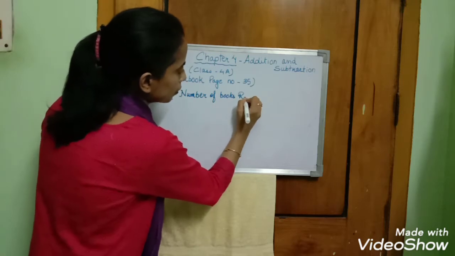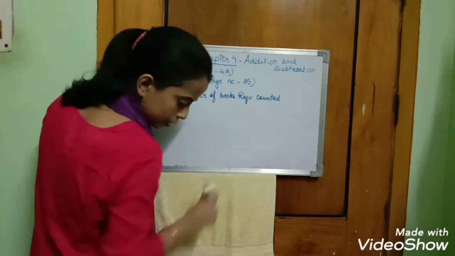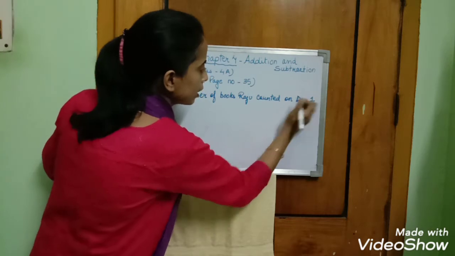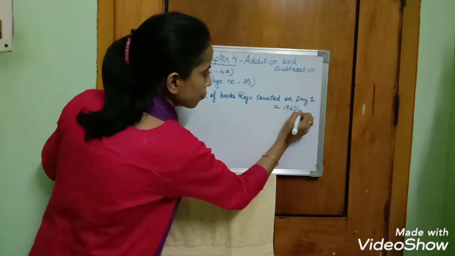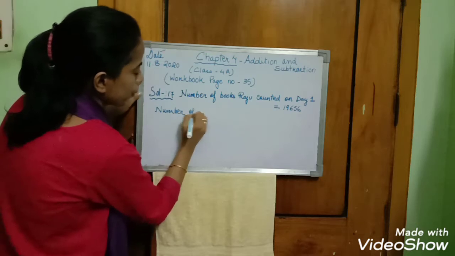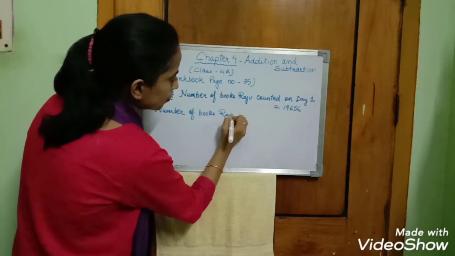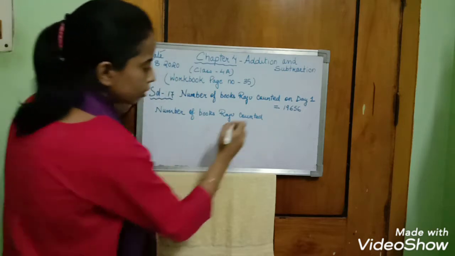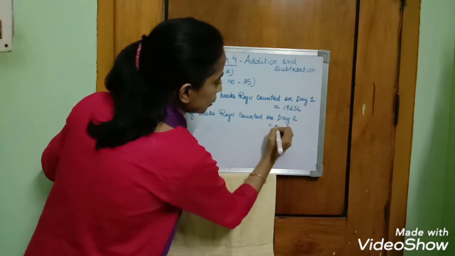Number of books Raju counted on day 1 is equal to 19,656. Number of books Raju counted on day 2 equals 10,000.